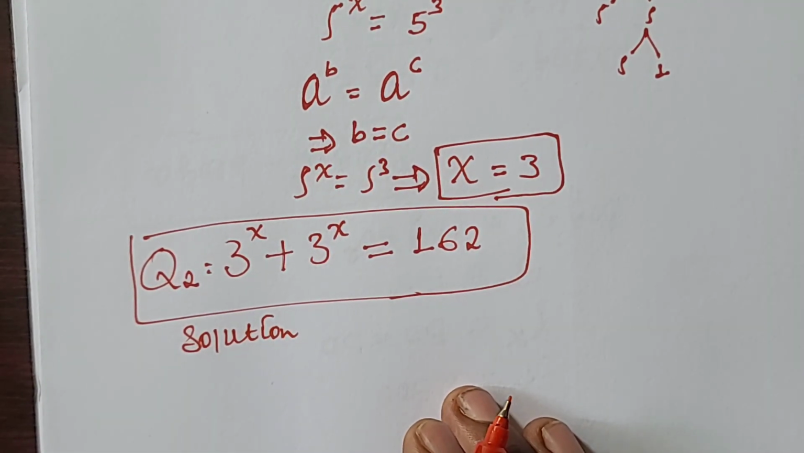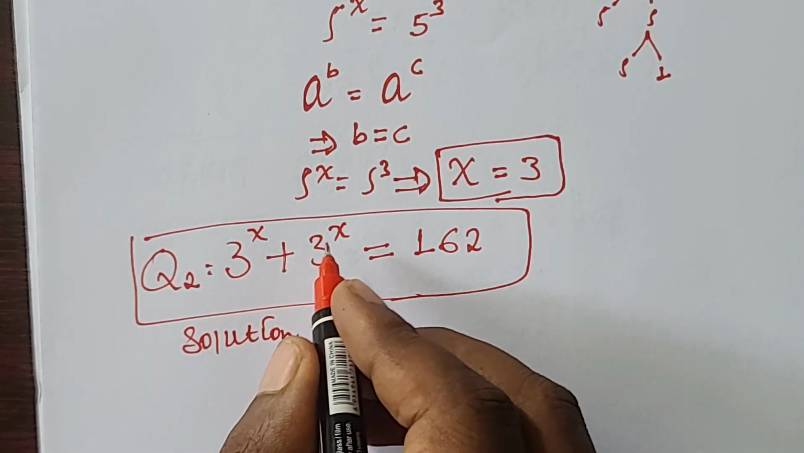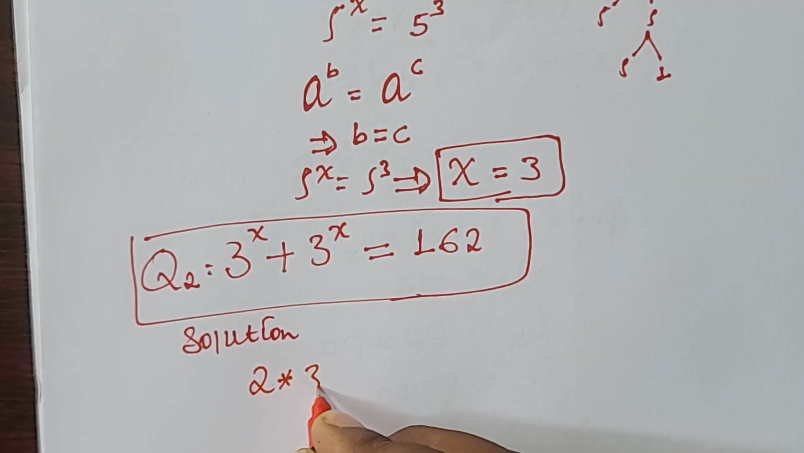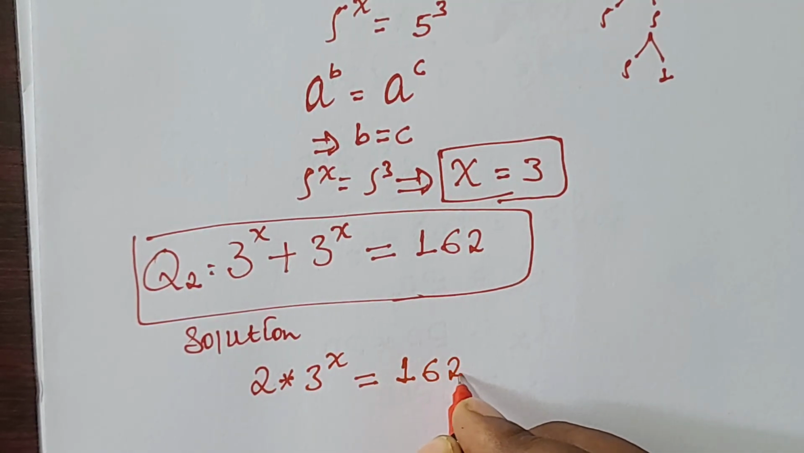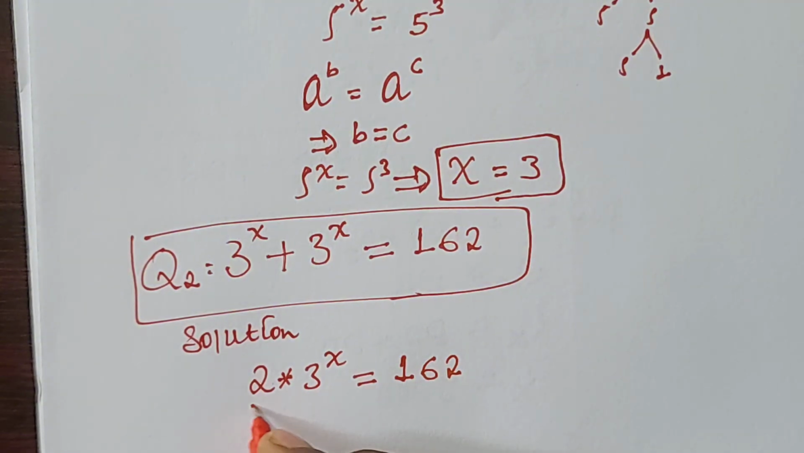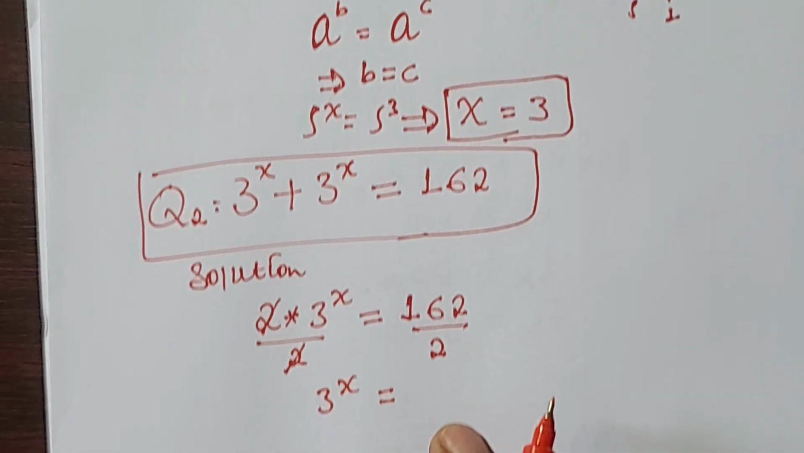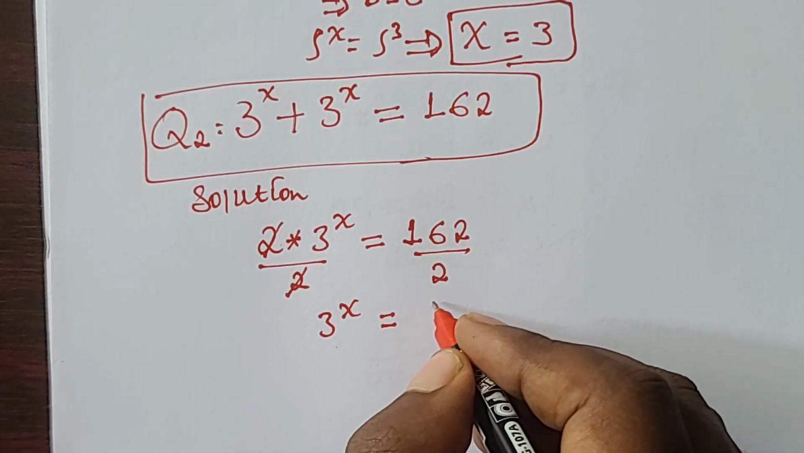Like the previous example, here are two identical terms, 3 to the power of x plus 3 to the power of x. Therefore, 3 to the power of x plus 3 to the power of x is twice 3 to the power of x, which equals 162. Then divide both sides by 2. Here 2 cancels by 2. Here is 3 to the power of x, which equals 162 divided by 2, that is 81.